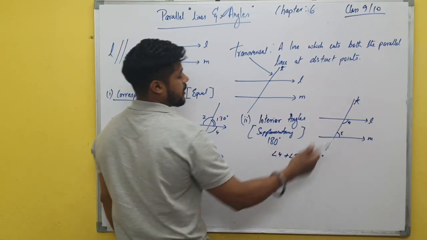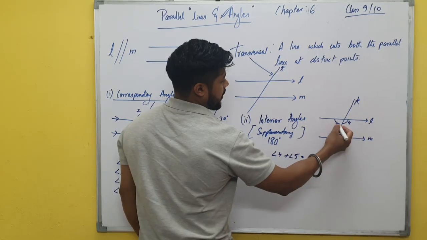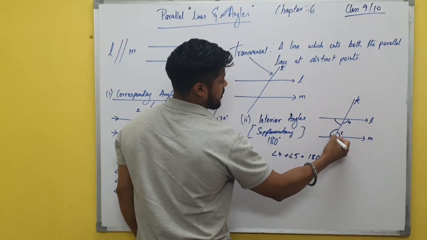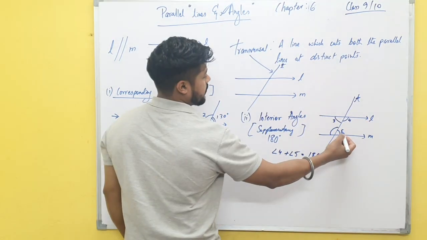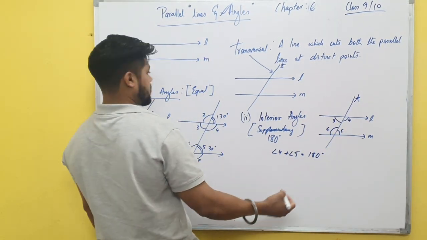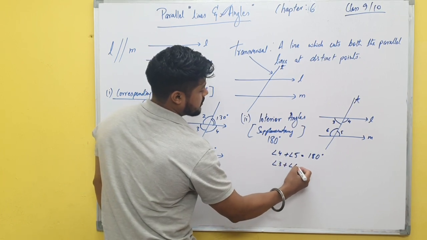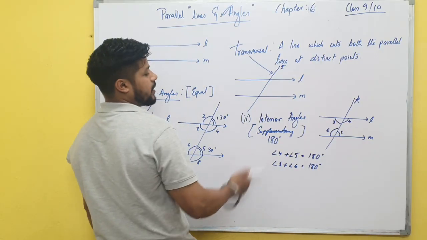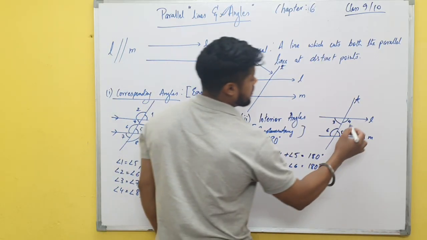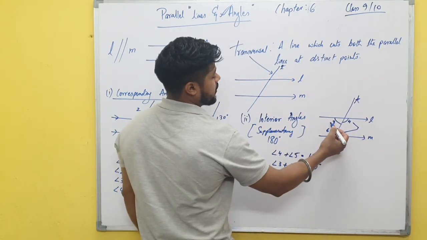That means interior angles are supplementary angles. Here is another pair of interior angles. If I write this as 3, 4, 5, then this will be 6. So angle 3 plus angle 6 will be equal to 180 degrees. When it comes to interior angles, 4 and 5 make a pair of interior angles.